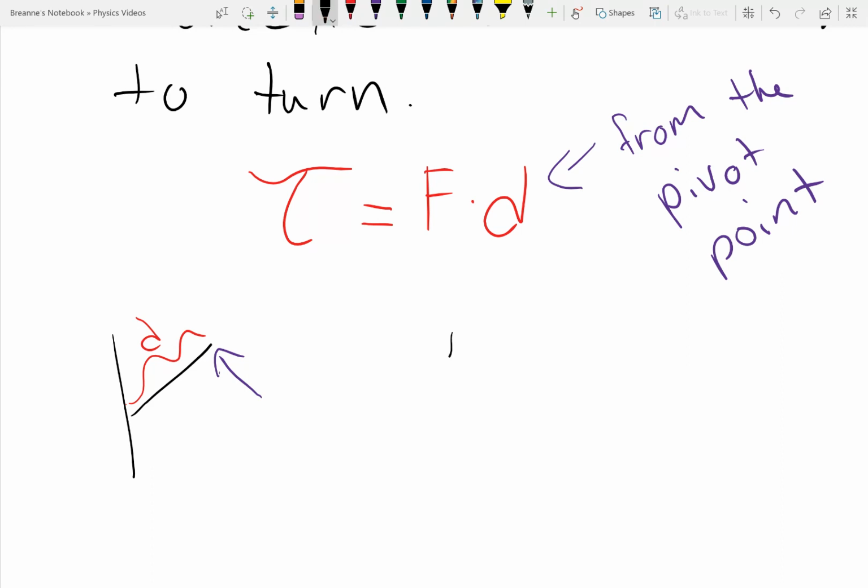Now, if you're putting a force in the middle of the door, the distance would be from the middle of the door. So it's wherever you're placing that force, measured from your pivot point. That would make your hinges your pivot point, or your fulcrum.